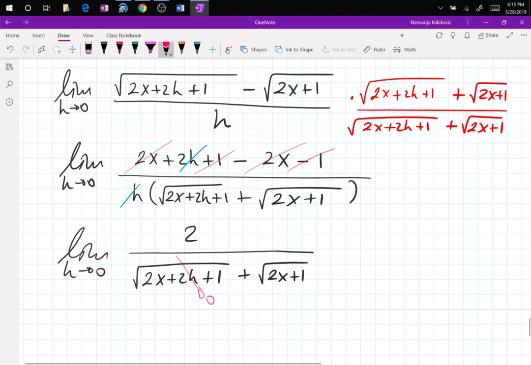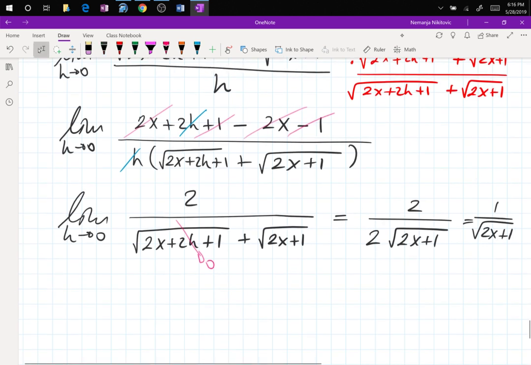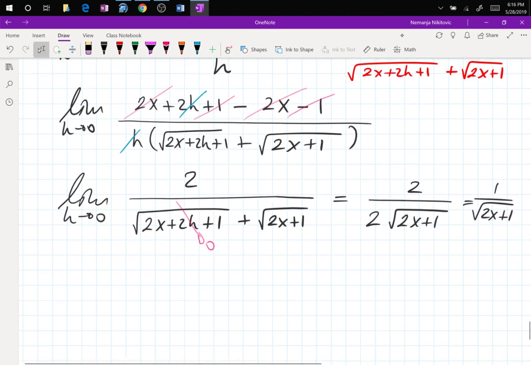this goes to 0. And we are left with 2 divided by 2 square root of 2x plus 1. And now the 2's cancel. So 1 over square root of 2x plus 1. So now I have that the slope is given by the formula 1 over square root of 2x plus 1.